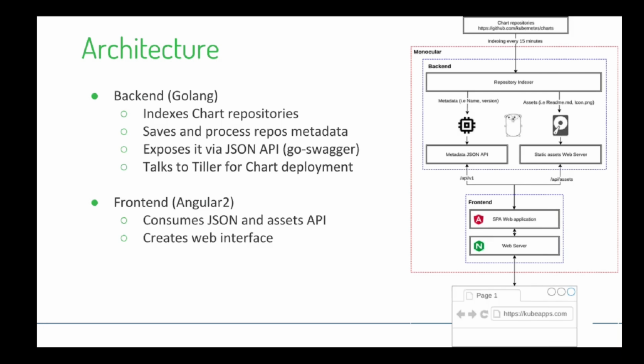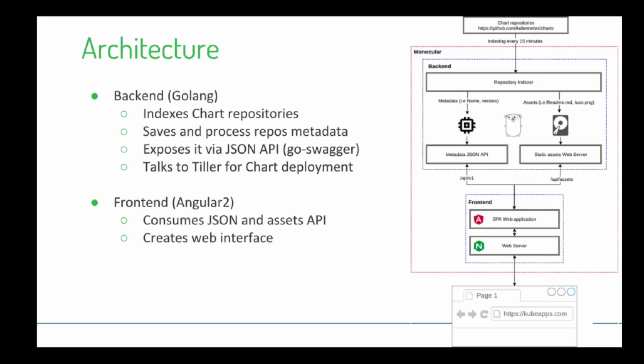But before we do a demo, I'd like to do a quick overview of the architecture so we can understand how it works and how it fits within the rest of the ecosystem. Also, if you see the different pieces, you might get interested, and if you want to contribute, that would be awesome. So Monocular has two main parts. It has a backend and a frontend.